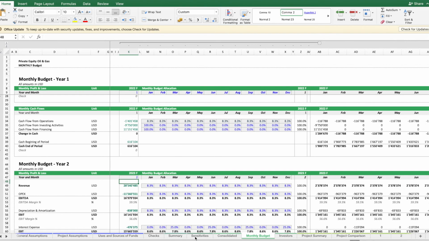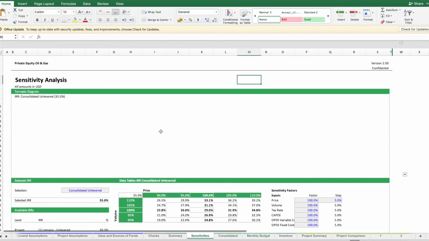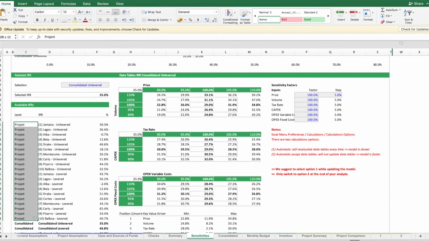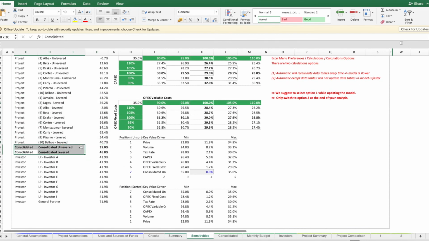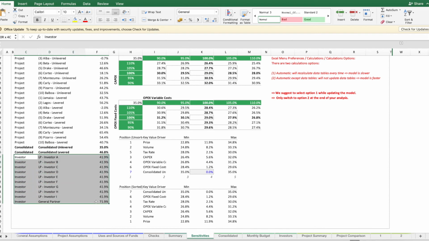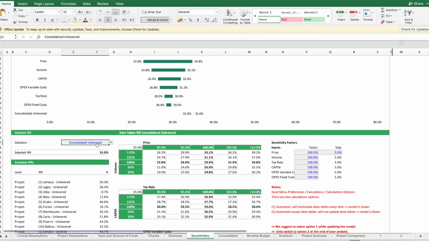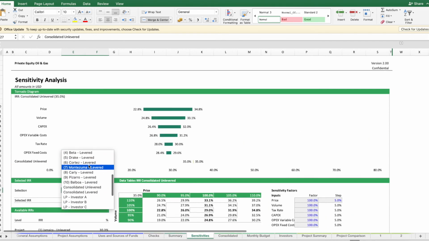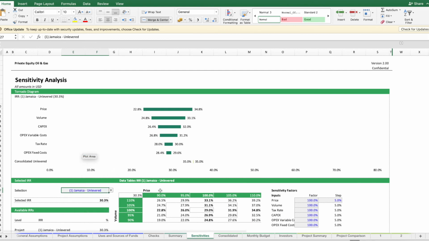Another thing I wanted to show you is sensitivity analysis. We calculate a lot of IRRs here. Maybe better I show this here. At the project level, we calculate unlevered IRRs and levered IRRs. We calculate the consolidated IRRs, and we also calculate the investor IRRs. So any of these I can select. In this case, I've selected the consolidated unlevered IRR, but I could also just look at project 1.